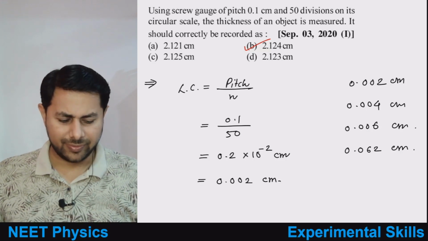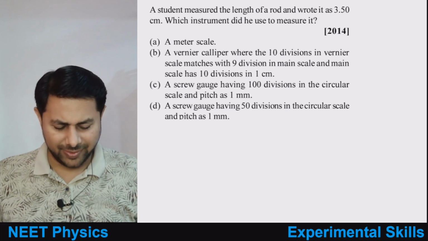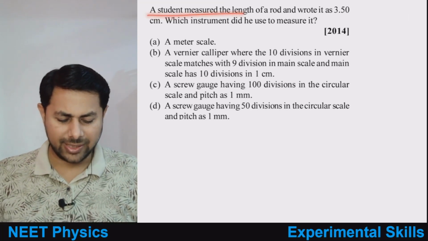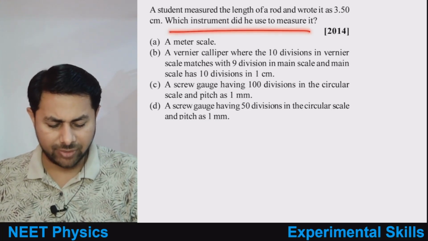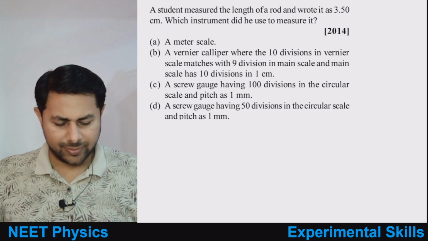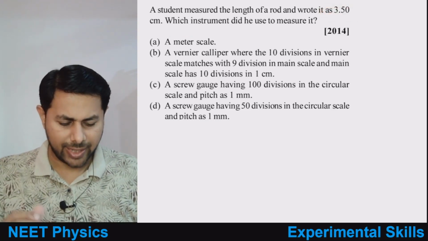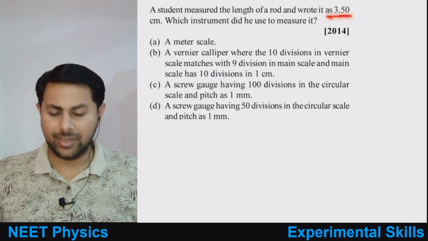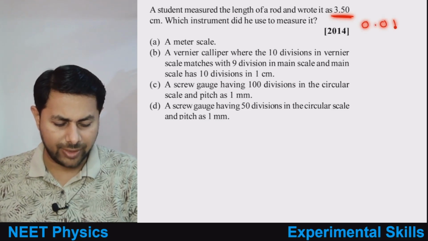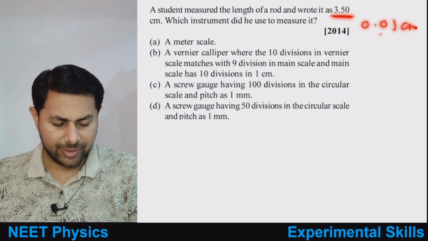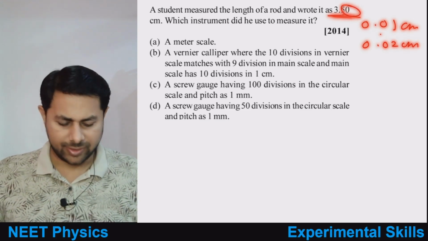Okay, good. All right, so this is a good question. Let's see the next one. A student measured the length of a rod and wrote it as 3.50 centimeters. Which instrument did he use to measure it? Look at the reading and identify the least count. What can be the least count of this? It can be either 0.01 of a centimeter, or it can be 0.02 of a centimeter, because the last digit is even.